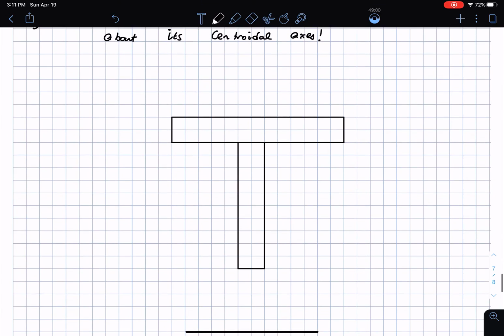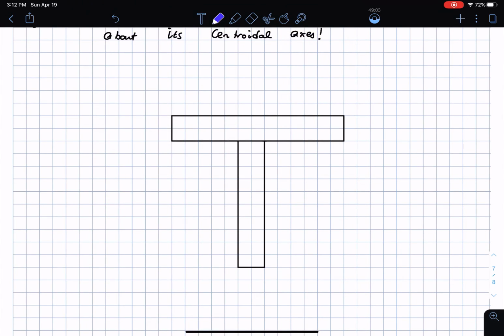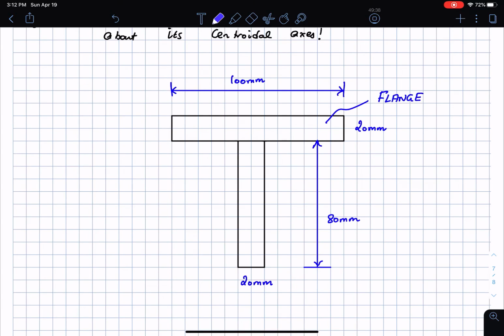All right, so here is the T section, and then we were given the following dimensions for this. This was 20 millimeters. This thickness was also 20 millimeters. Then the width of the top flange was given to us as 100 millimeters, and the height of the middle portion is 80 millimeters. This top portion is called the flange. There is no particular name for the middle section, so we'll just leave it that way.